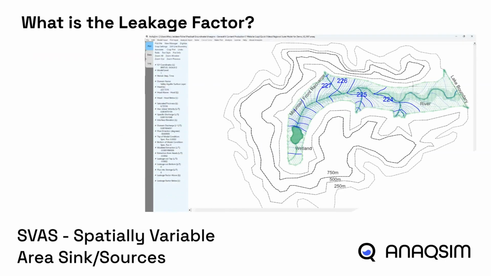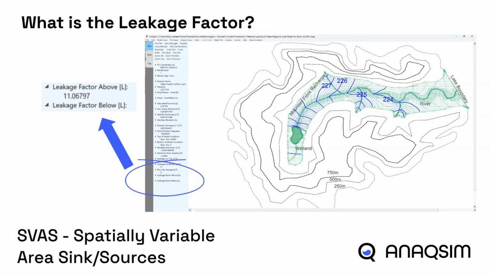The good news? You don't have to calculate the leakage factor yourself. Anaqsim does it for you and displays it in the model information display. As you move your cursor around the model, you'll see how the leakage factor changes, making it easy to spot where you need to refine your SVAS spacing. And just to reiterate, you can modify your SVAS points anytime. So there's no need to worry about having too few or too many. You can always adjust them with just a few clicks.